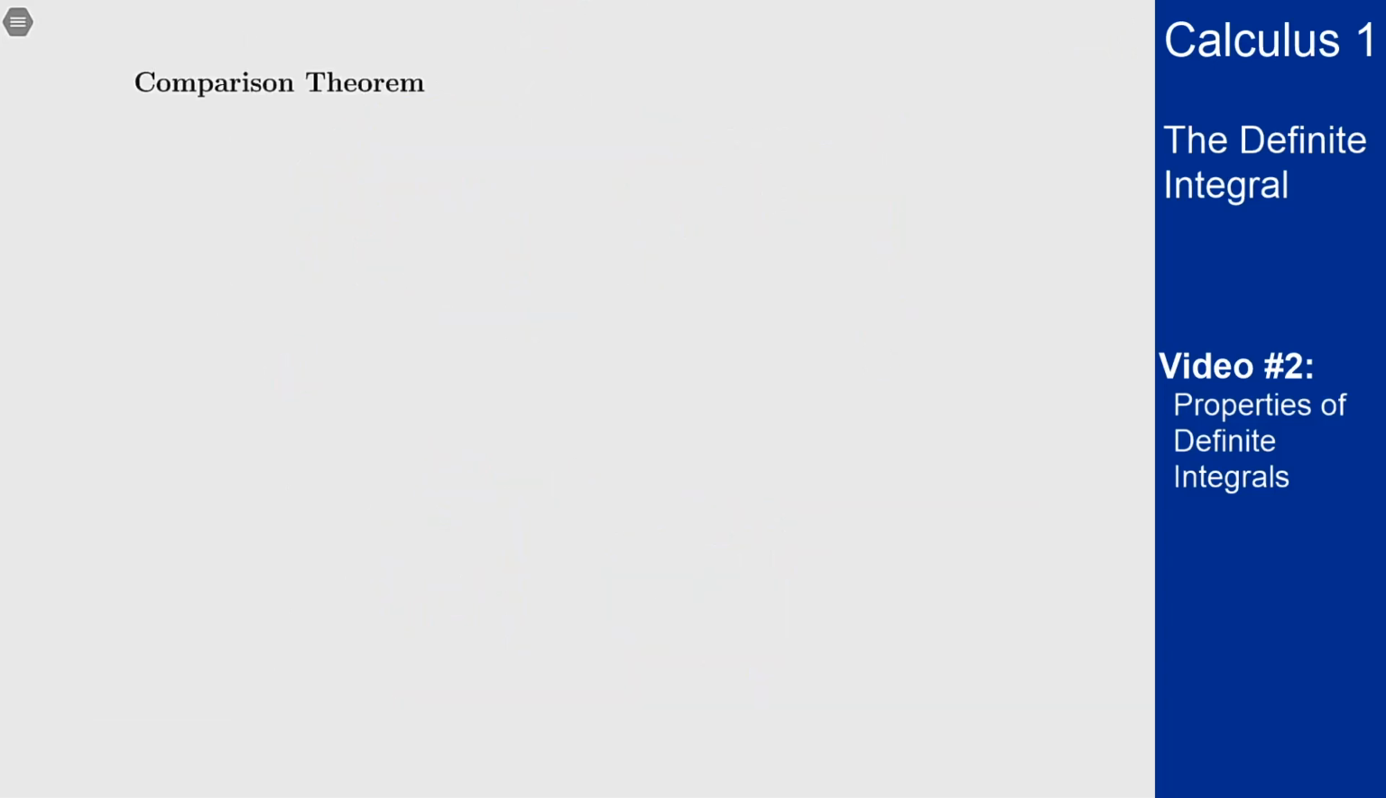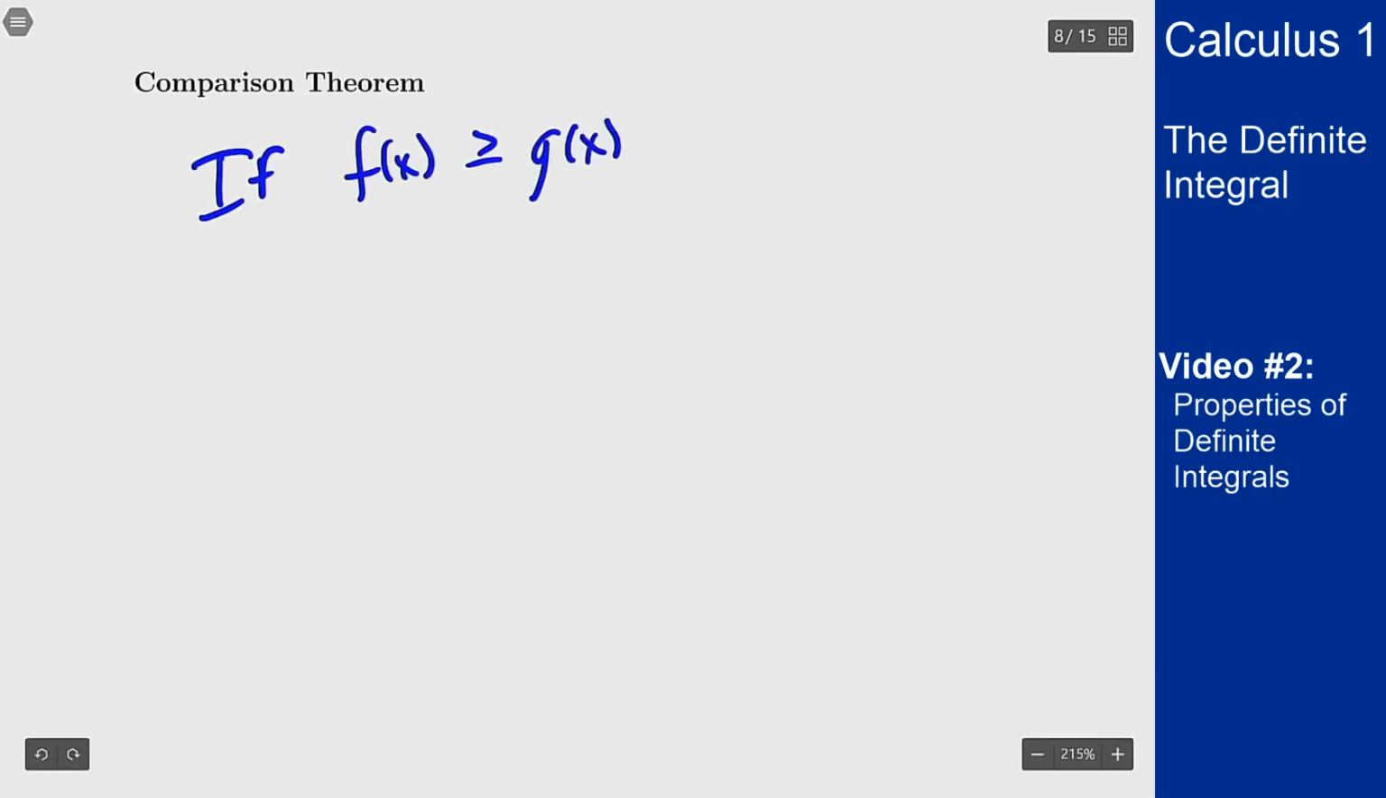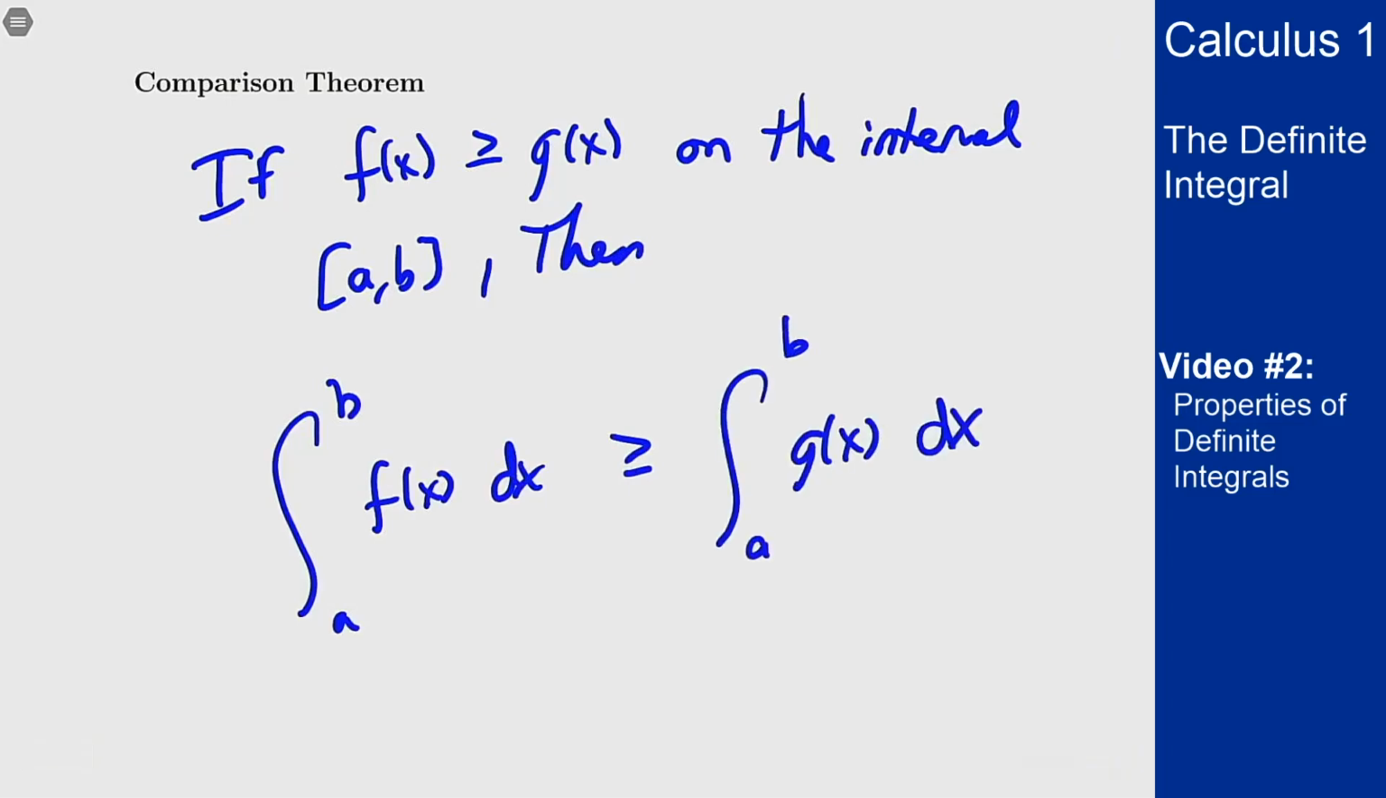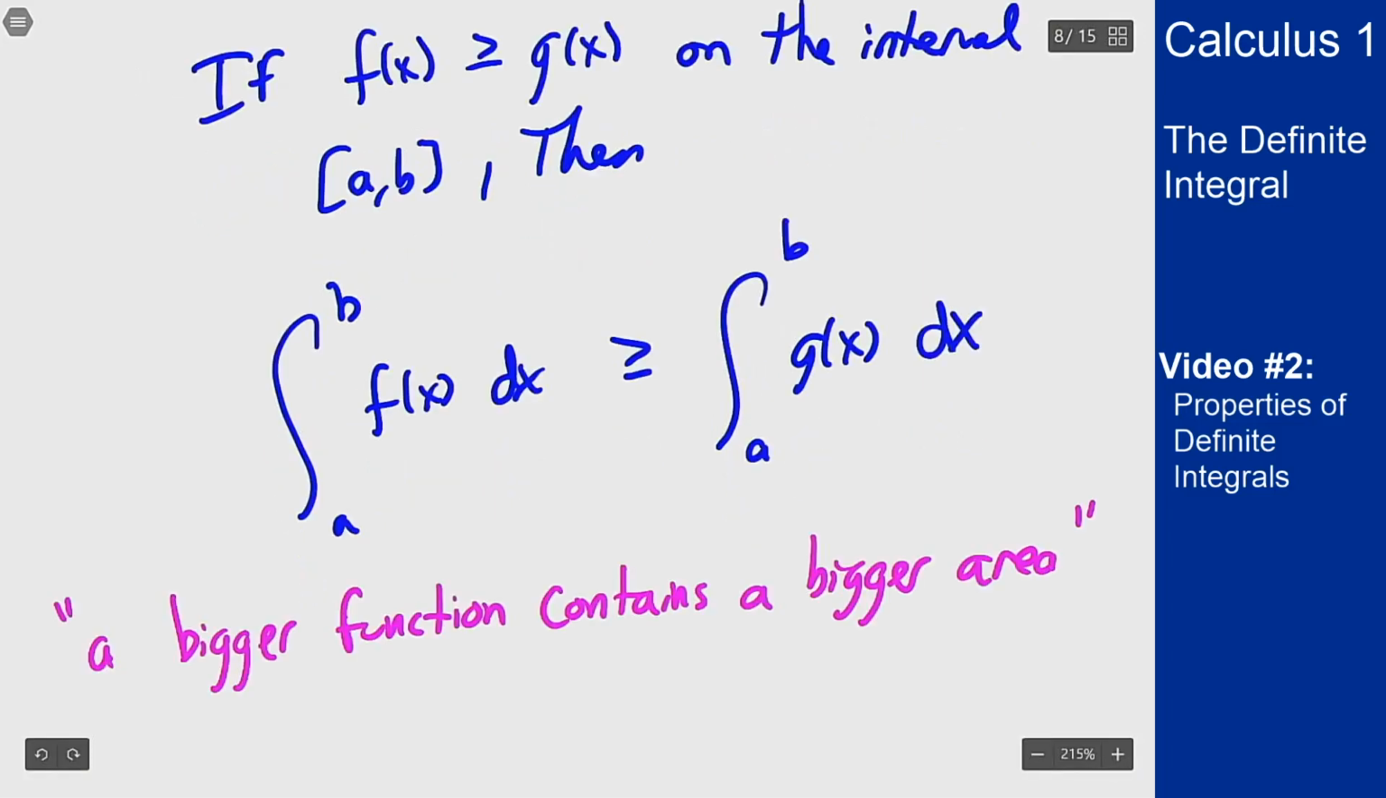One other nice property is the comparison theorem, which again comes down to areas. So if f of x is a bigger function than g of x on the interval a to b, then the integral from a to b of f of x is bigger than the integral of g of x. The basic idea being a bigger function contains a bigger area. Which makes sense. If I move the graph function higher, it's going to contain more area under it, and that's what this is telling me here. If I take a bigger function, there's a larger area inside of it.